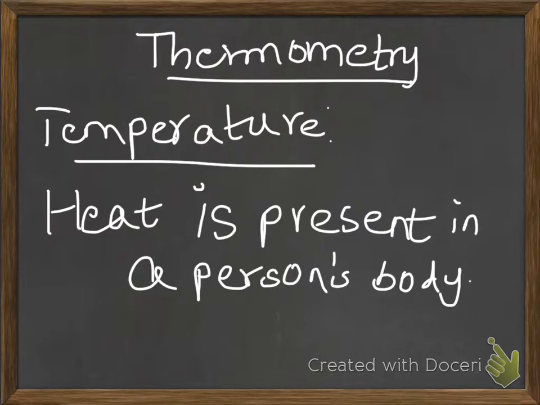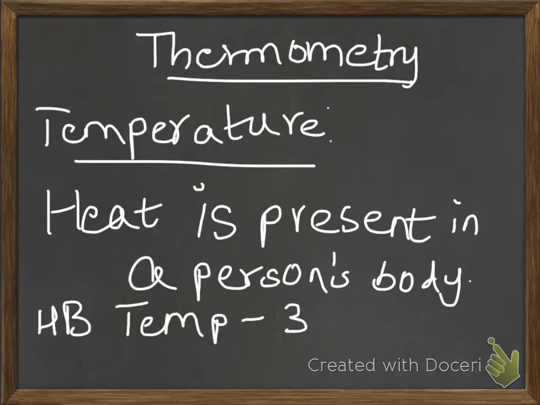The normal human body temperature is 37 degrees Celsius or 98.6 degrees Fahrenheit. So this is the temperature of a human body.